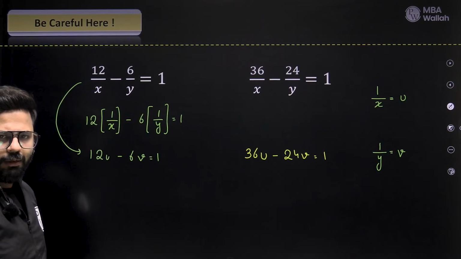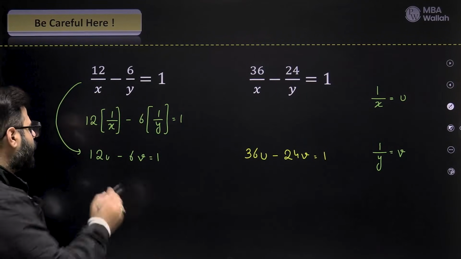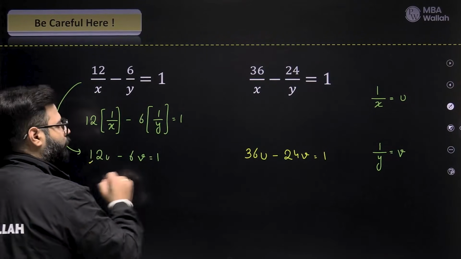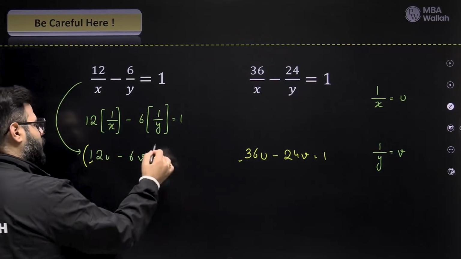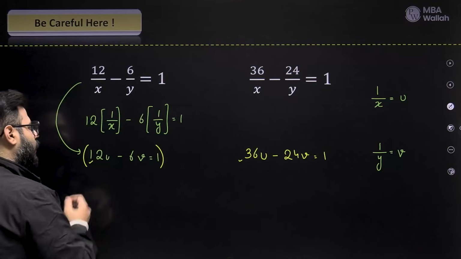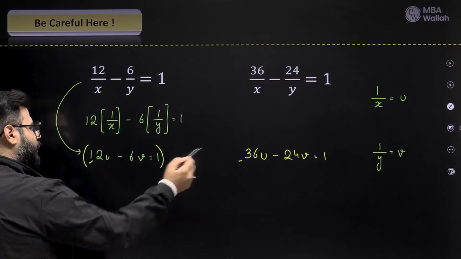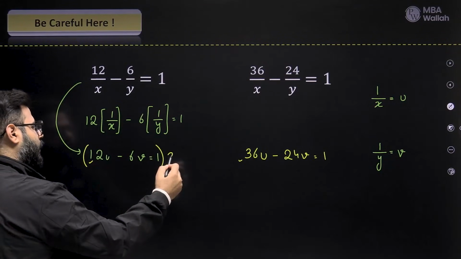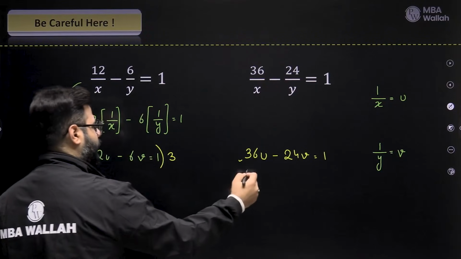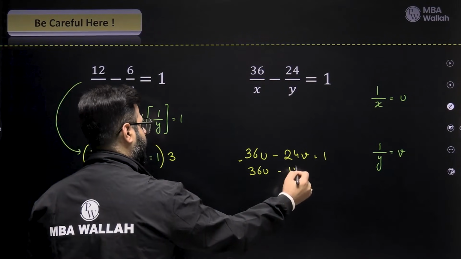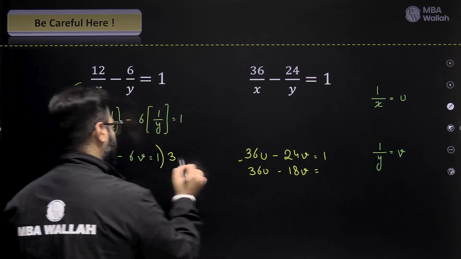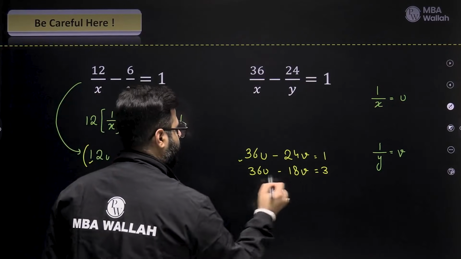Now it's the time for the elimination. Let's make 12, the coefficient of u, as 36, the coefficient of u here. Simple. Let's multiply it by what number? What multiplied to 12 makes it 36? 12 times 3 is 36. So 36u minus 6 times 3 is minus 18v equals 3 times 1 is 3. Check.